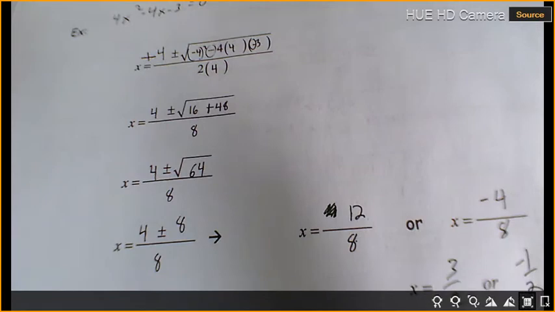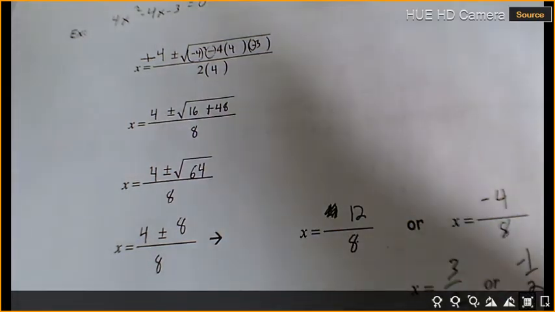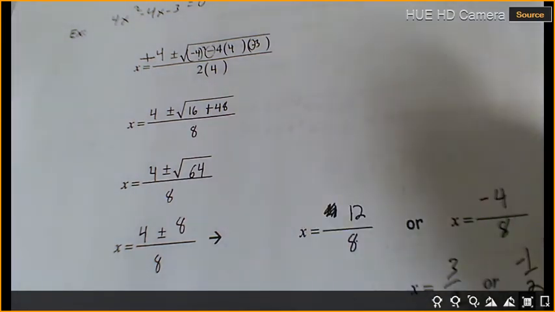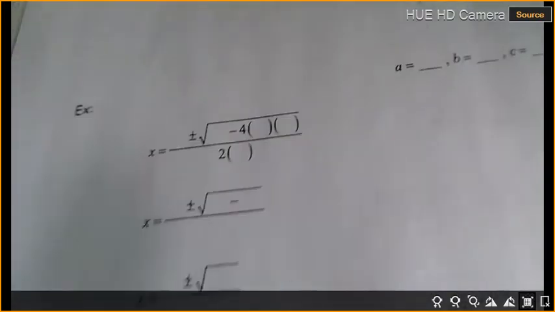You could change this into a decimal if you wanted, and you'd get 1.5. So you could just put this in your calculator. Okay? Negative 4 over 8 gives me negative 1/2. 4 is on top, 8's on the bottom. Okay? All right. Last one.